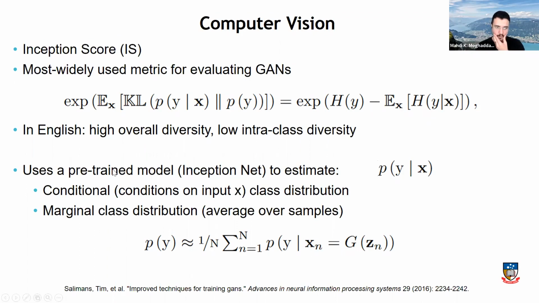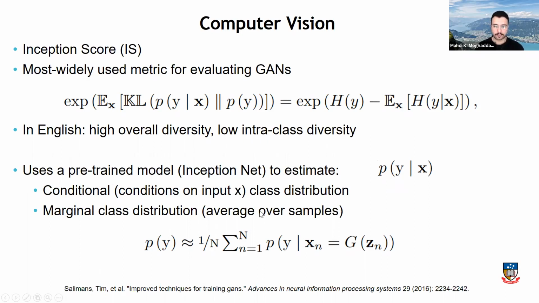This was introduced in the paper that you see on the bottom, again, in 2016, and that's where the name comes from. They use an inception net, which is a convolutional neural network, to estimate the probability that the network assigns to a sample. If you feed in an image that the model has generated, what is the probability that a classifier gives for a specific class? We estimate that conditional probability.